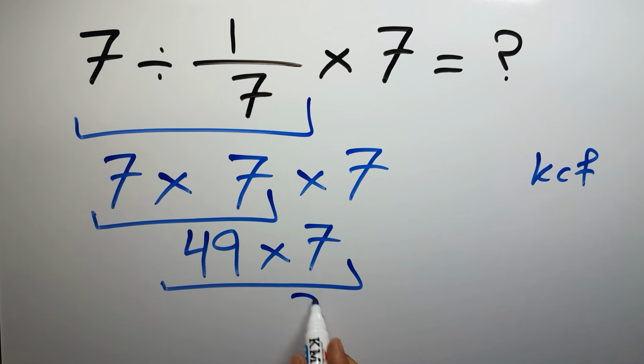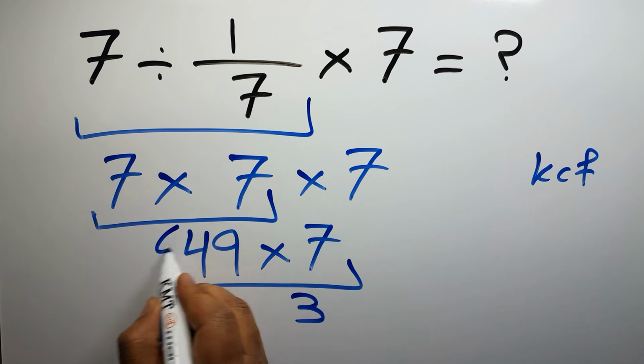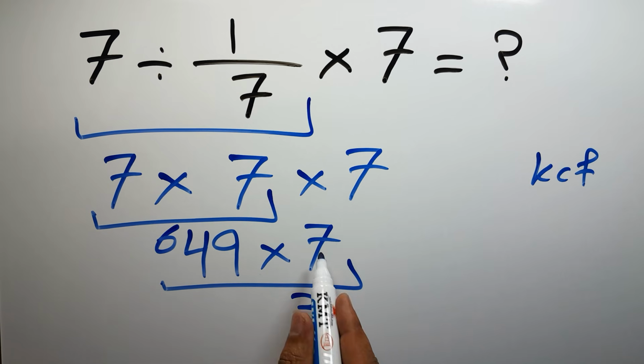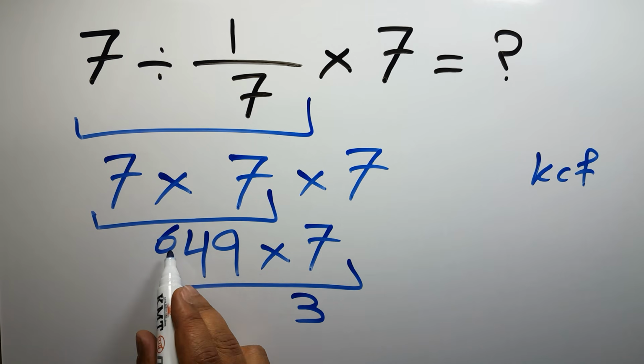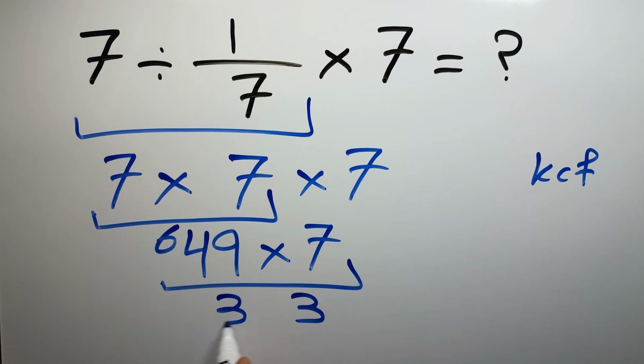So we write 3 here and carry 6 here. 7 times 4 gives us 28. So 28 plus 6 equals 34. So we have 343. And this is our final answer to this problem.